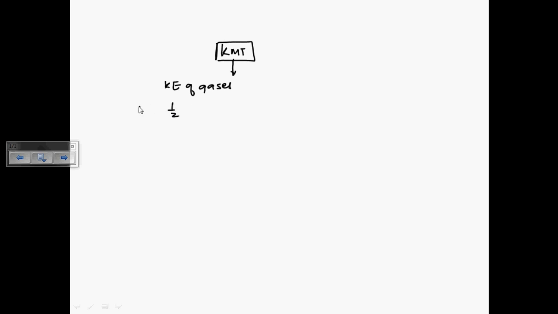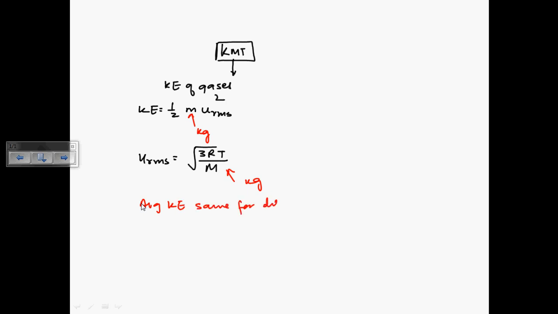Kinetic energy is equal to half m u_rms squared, where u_rms is the root mean square velocity. The thing that you got to remember is this mass is in kilograms. And the formula for u_rms is the square root of 3RT over M, where M is molar mass and this is in kilograms as well.